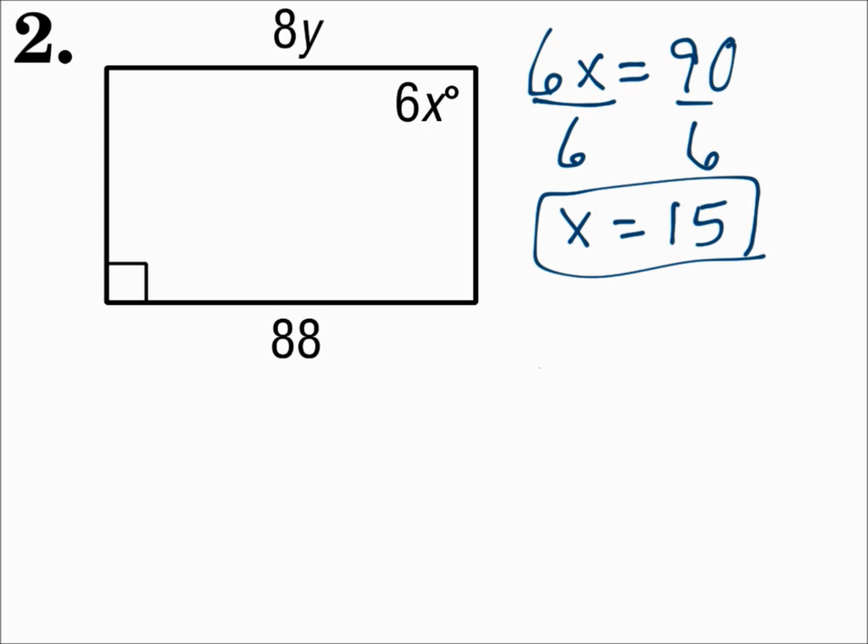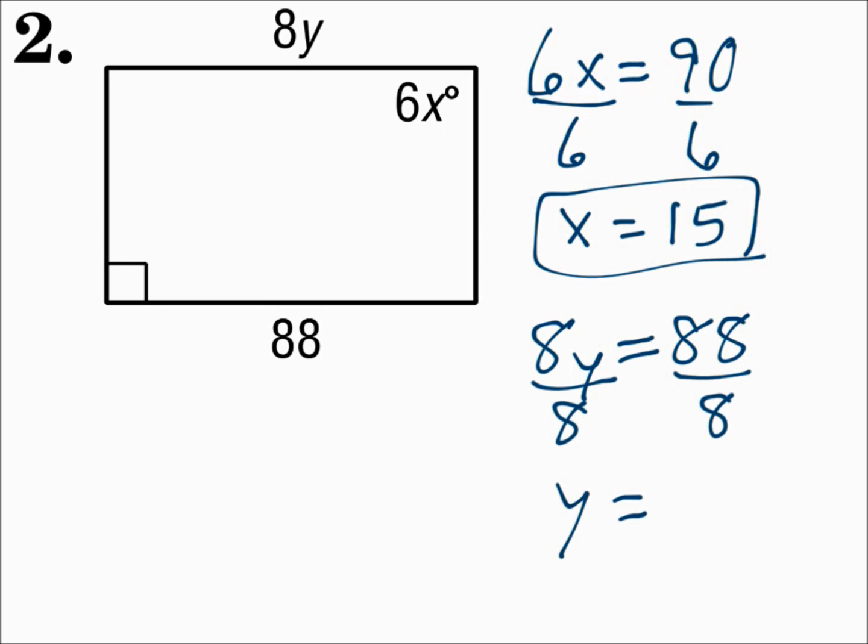Now look at the sides. Opposite sides of a parallelogram are congruent, which means that 8y has to equal 88. Divide both sides by 8 and y is 11. In a parallelogram, opposite sides are congruent, and if it has one right angle, then it has four right angles.